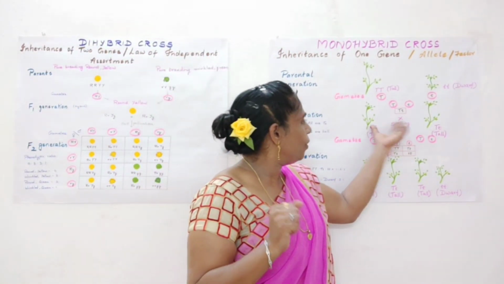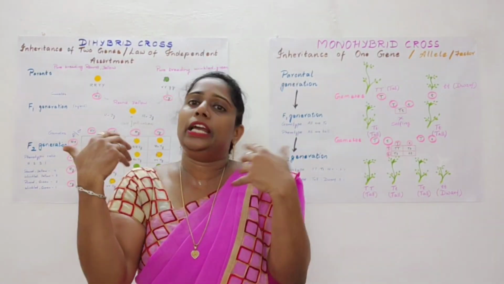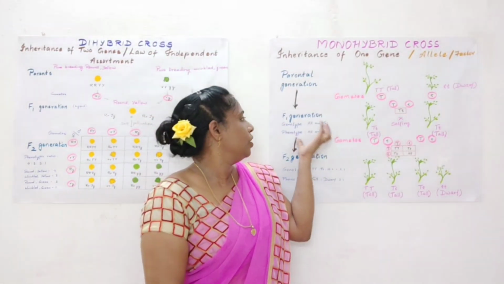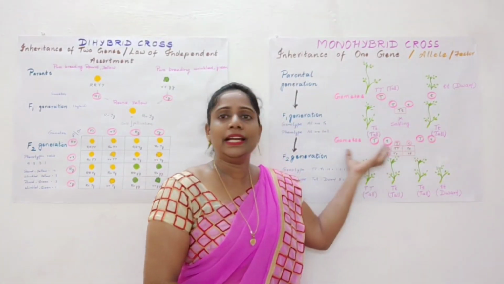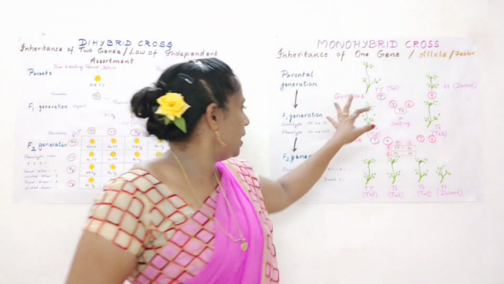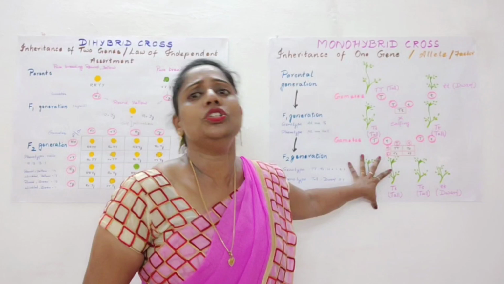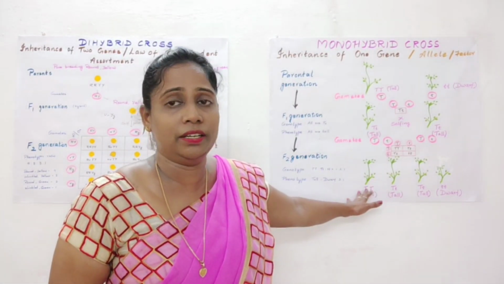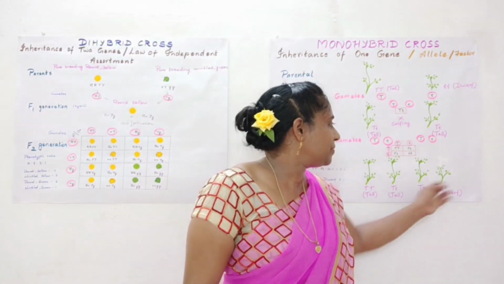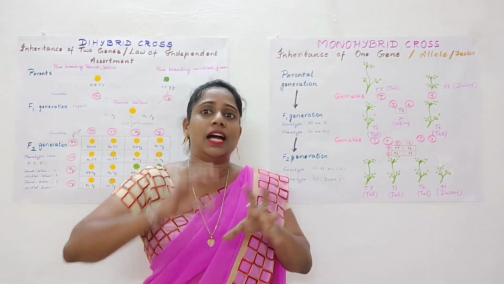So what did he do? He allowed them for selfing, so he allowed them for self-pollination. In the F1 generation, you can see all the plants are tall. So he allowed for self-pollination. Then in the next generation, that is the filial 2 generation, F2 generation, he found that some of the plants were dwarf. Some of the plants were dwarf. Now he started analyzing.